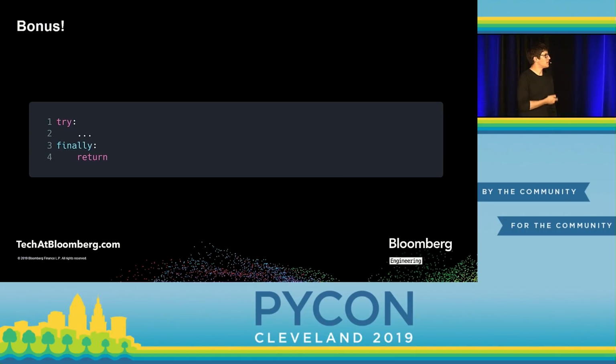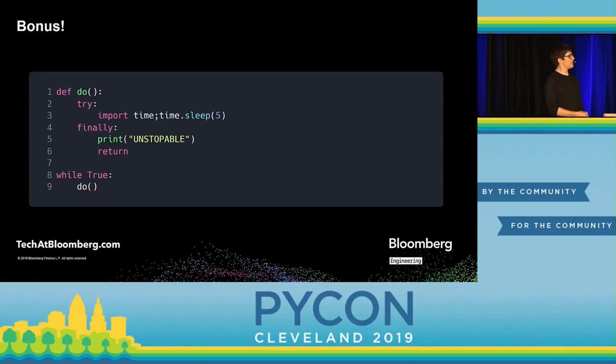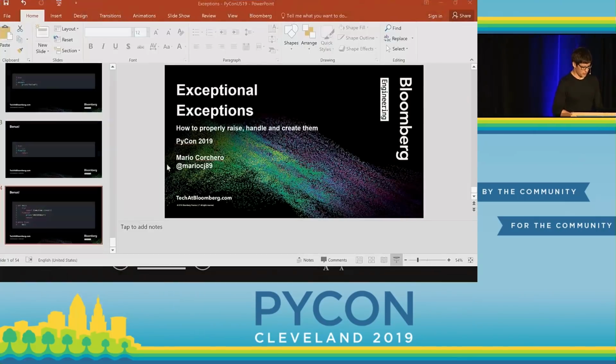If you try to do something and you have a return in a finally, this is effectively going to hide all the exceptions that you have in your code. If you have a function that is actually doing this, nothing can stop it. If we write this code, for example, it's just import time, sleep for 5 seconds, and in the finally you do a print and a return, and then while True, you call that function. Let's see if I can show you.